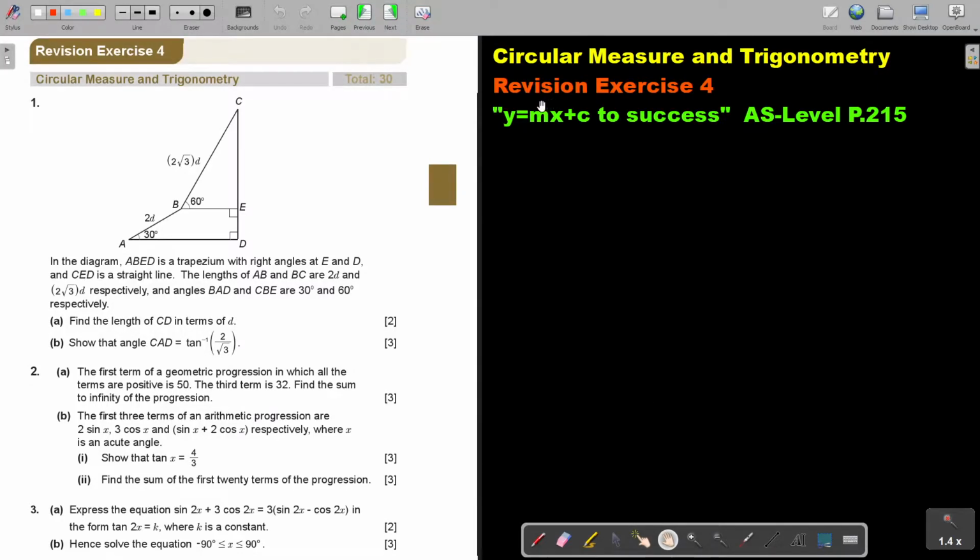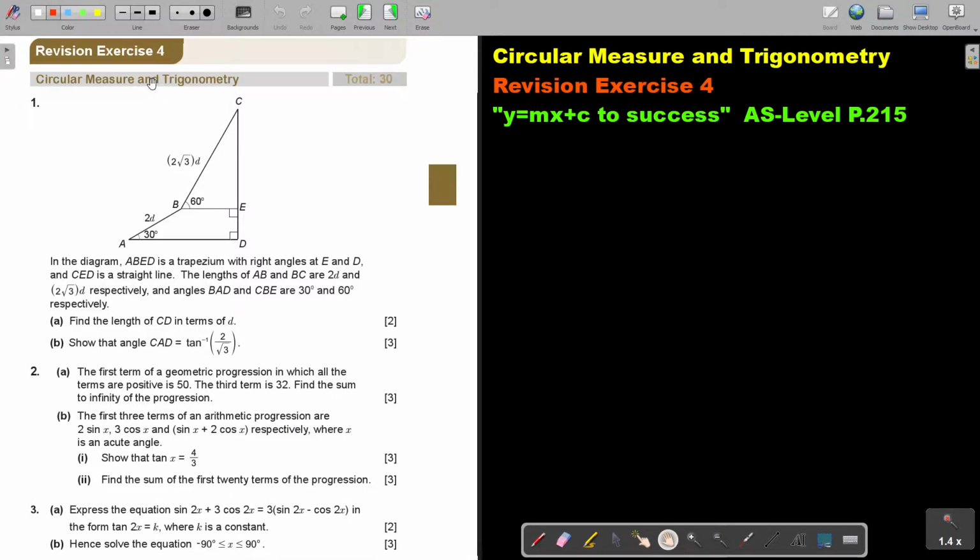In this video, we will start with revision exercise 4 of circular measure and trigonometry. You will find this on page 215 in the Namibian AS-Level Mathematics textbook, y equals mx+c to success.